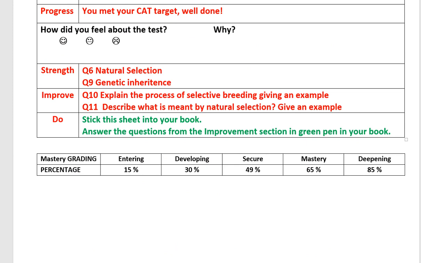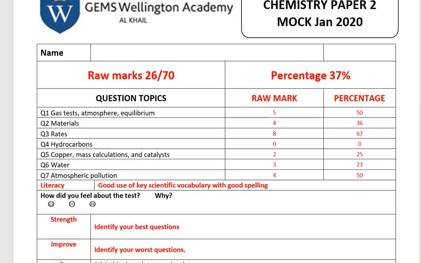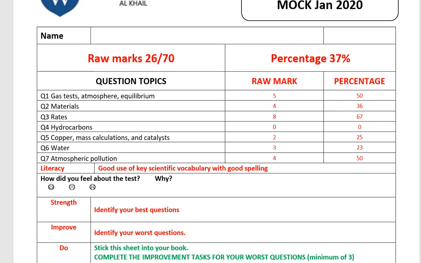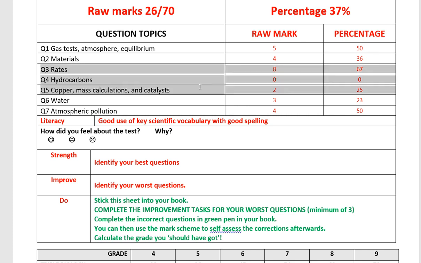In Key Stage 4, the assessment page may look slightly different. Here is an assessment page for one of the mocks. The exams are made up of 3 papers, so we don't give a grade for individual papers. We just give them a percentage, because the grade is calculated from the total of all the papers. Here we can see that the students scored 26 out of 70, which gave them 37%. As they scroll down, you can see how many raw marks they got on each question and what percentage that would be. Again, we can highlight that question 3 was their best question, and question 4 was definitely their worst question.